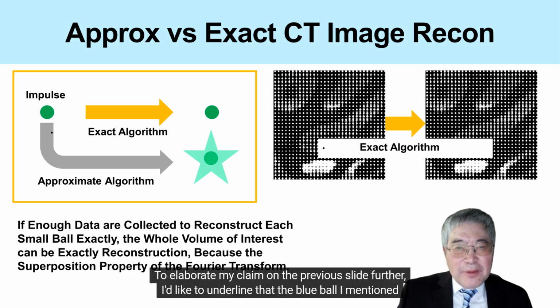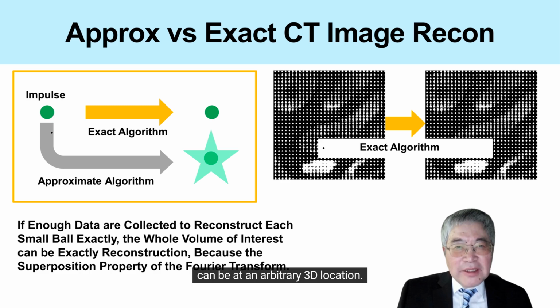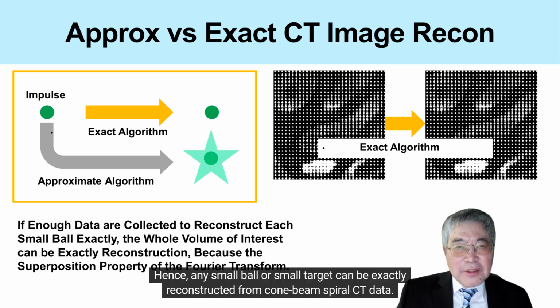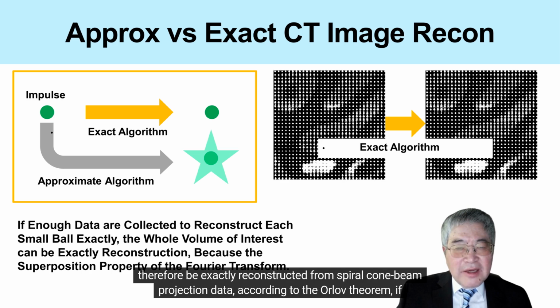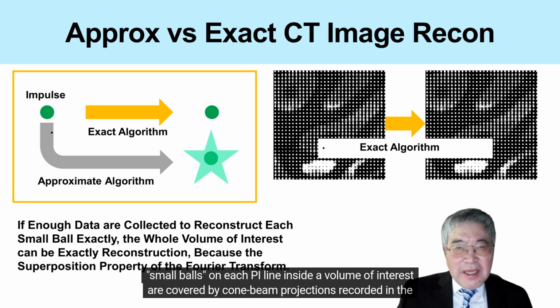To elaborate my claim on the previous slide further, I'd like to underline that the blue ball I mentioned can be at an arbitrary 3D location. Hence, any small ball or small target can be exactly reconstructed from cone beam spiral CT data. Since the Fourier slice theorem implies that image reconstruction is done through the inverse Fourier transform, which is a linear operation, the original object consisting of many small balls or targets can therefore be exactly reconstructed from spiral cone beam projection data according to the Orlov theorem if small balls on each PI line inside a volume of interest are covered by cone beam projections recorded in the TAM window.